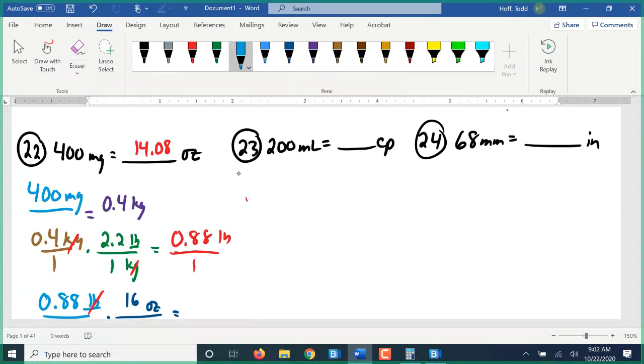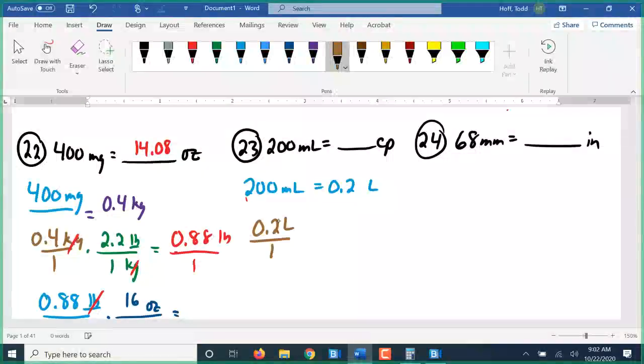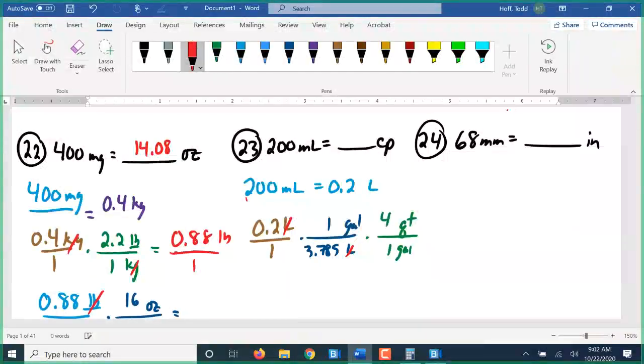200 milliliters going into cups. Well, once again, I don't have the conversion from milliliters to cups memorized. So I'm going to go from 200 milliliters to 0.2 liters. And then put my 0.2 liters over 1. I'm going to go from liters to gallons. 1 gallon is 3.785 liters. My liters cancel out. Then I'm going to go from gallons to quarts. 1 gallon is 4 quarts.